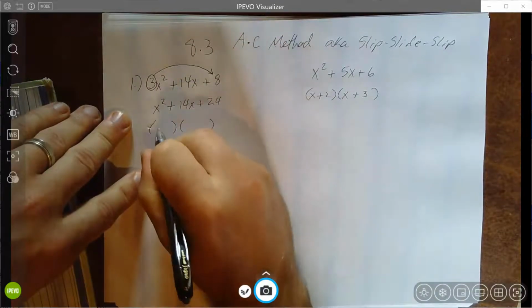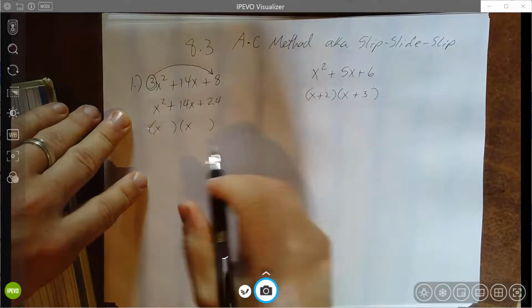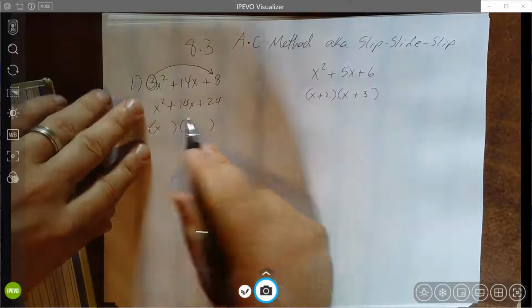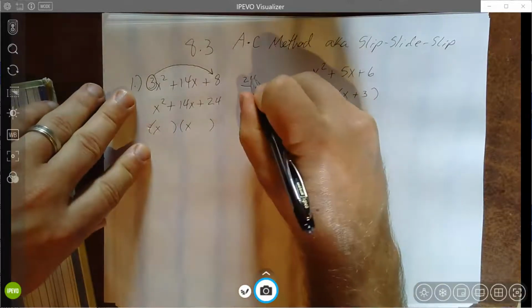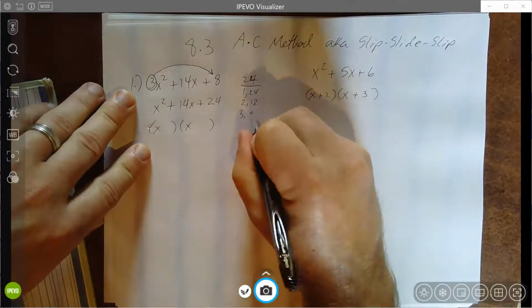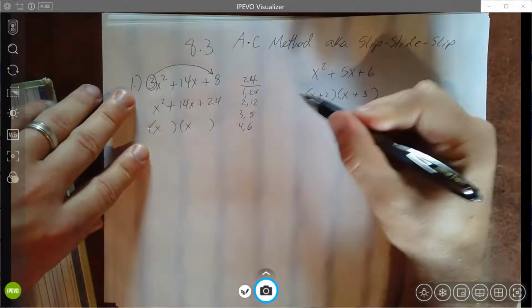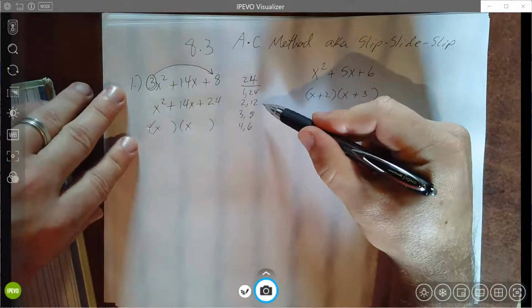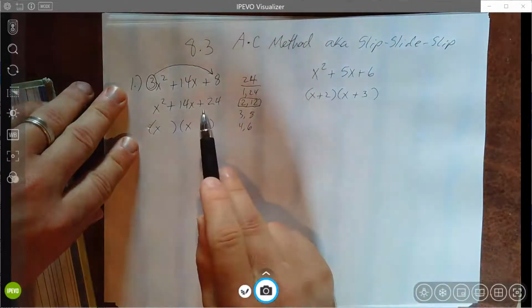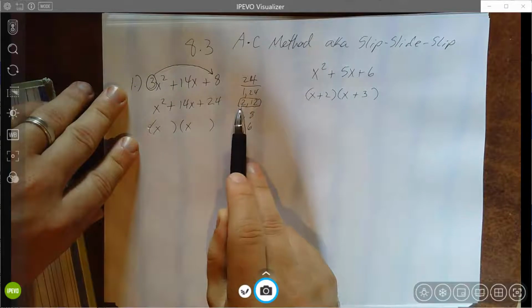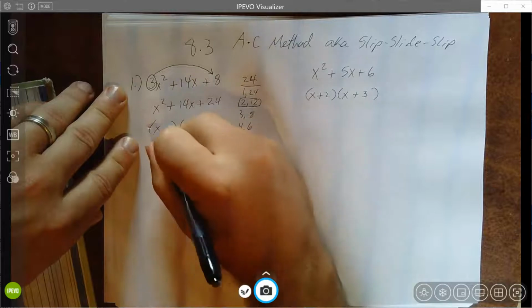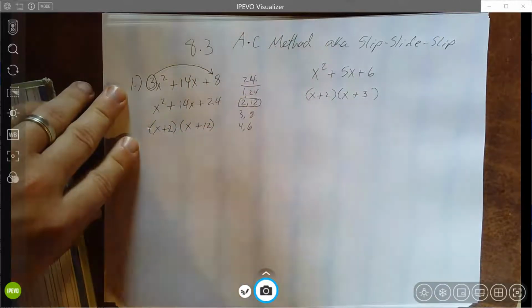So what two things multiply to get x squared? X and x. And then we're still trying to do what two numbers multiply to get 24 and add to get 14. So if you have to, make a list of factors of 24: 1 and 24, 2 and 12, 3 and 8, 4 and 6. And you say, can any of these add to 14? Well, 2 and 12 can. And since it's multiplying to get a positive, they're both positive or both negative, and since it's adding to get a positive, then it's going to be both positive. So x plus 2 and x plus 12.